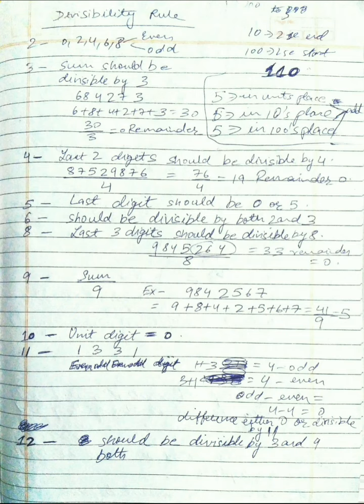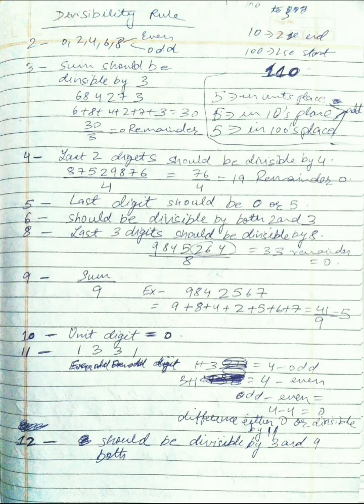Okay, so this number will be divisible by 9 only if the remainder is 0. So 41 divided by 9 gives a remainder of 5, so this number is not divisible by 9. If a number is divisible by 9, then when we add the digits, the remainder should be 0. So you have to tell me one of these numbers in the comments.